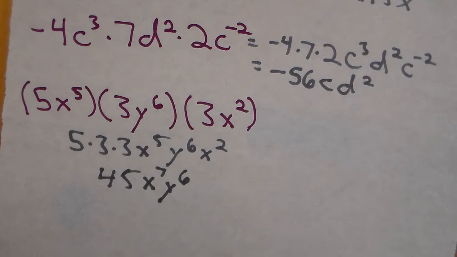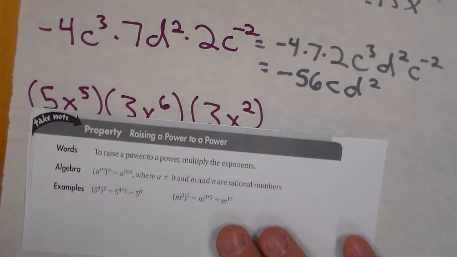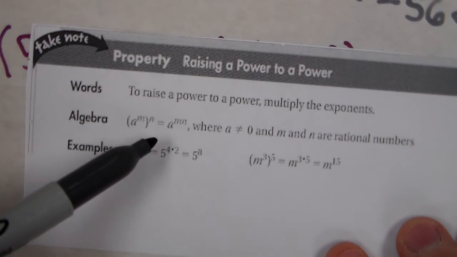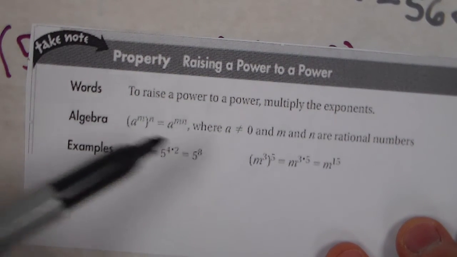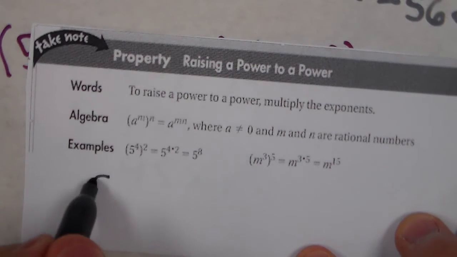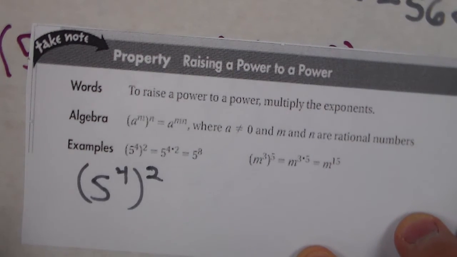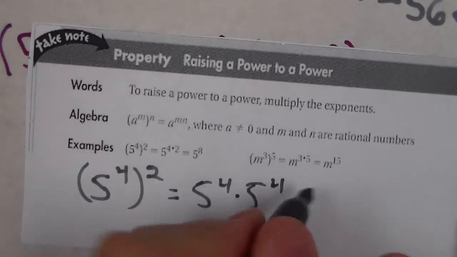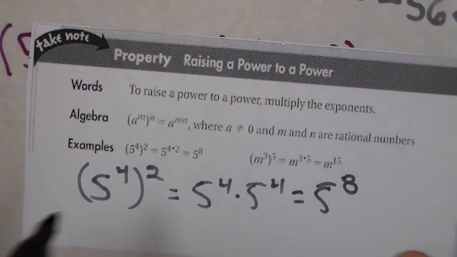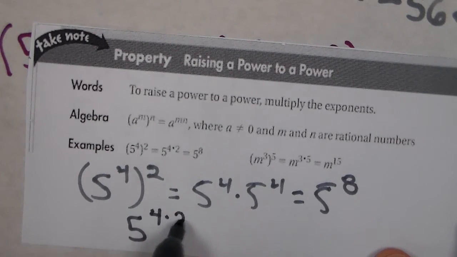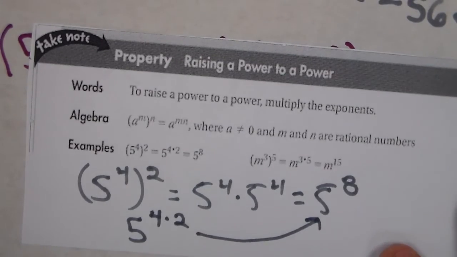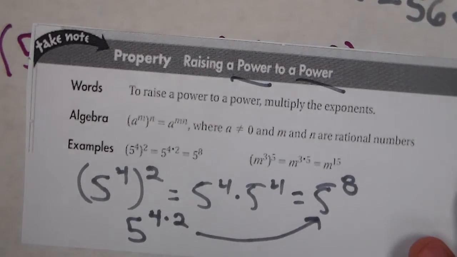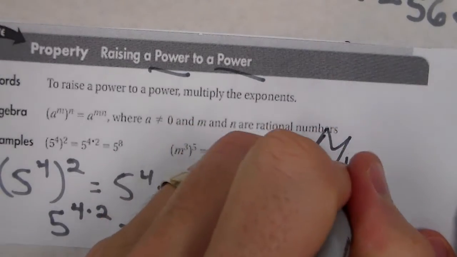The next rule we get to is what if we raised a power to a power? If we're raising a power to a power such as a to the m to the n, it becomes a to the m times n. Or 5 to the fourth squared, it's telling us we have two 5 to the fourths, which becomes 5 to the eighth. That is the same thing as multiplying the two to get to our result. So now it's an exponent to an exponent, or a power to a power, we're going to multiply the exponents.